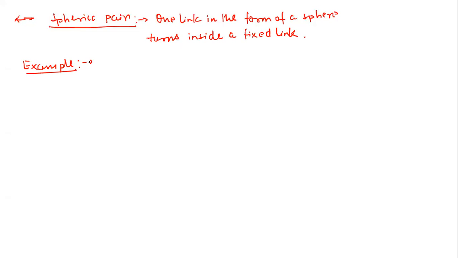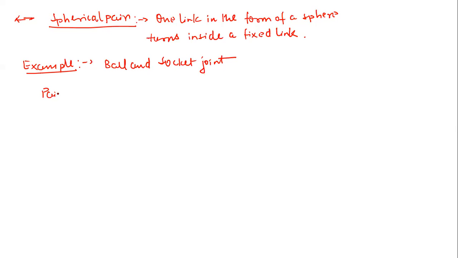So now, can you give me some example of such a situation? Let us consider the case of the human body. Shoulder, very good. So in the shoulder, which joint do you have? Just tell me, if you remember the name of that joint, you might have read it. Ball and socket joint. Very good. So a spherical pair is simply your ball and socket joint, right?